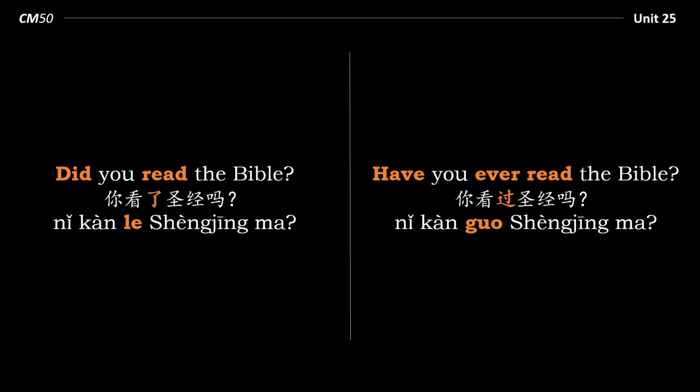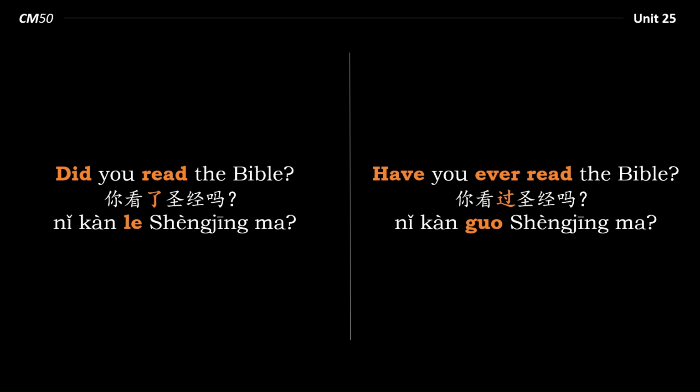So imagine if someone said, I read some things this morning. Would you say to them, oh, have you ever read the Bible? Or would we say, did you read the Bible? We would say, did you read the Bible? 你看了圣经吗? If someone said, I've read lots of holy books, which one are we more likely to say? Did you read the Bible? Or have you ever read the Bible? It's more likely that we'd say, have you ever read the Bible? 你看过圣经吗? So that's the difference between 了 and 过.